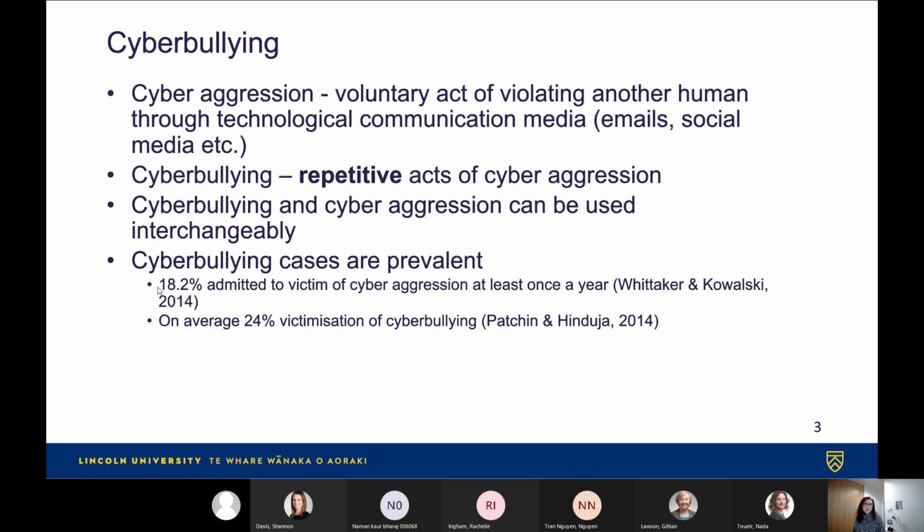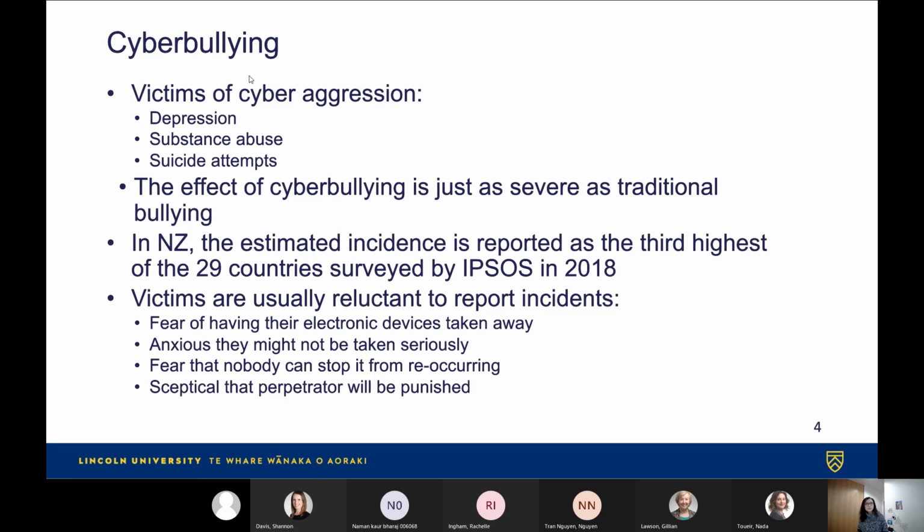According to this study, 18.2% admitted to being a victim of cyber aggression at least once a year, and this is a documented fact. In 2014, based on the study by Patchin and Hinduja, on average there is 24% victimization of cyberbullying. So it's quite alarming, actually.